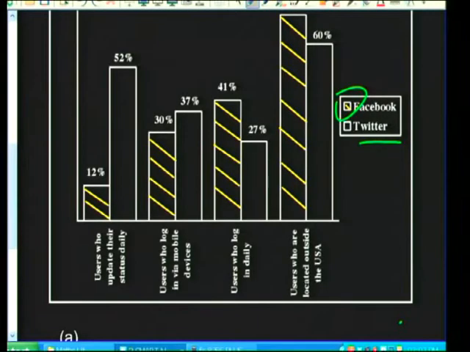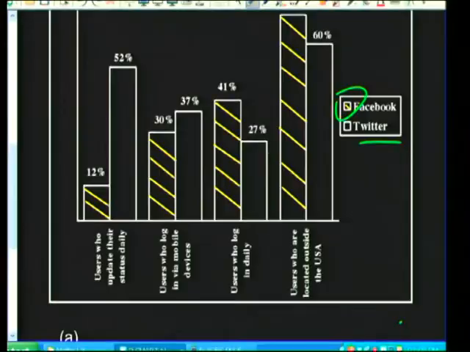Now, if 12% are updating, that means that there's some that don't update every single day. Okay. And what's percentage out of? It's out of 100. So if 12% are updating, that means I've got 88% that are not updating. Do you see how we get that? All right. In the same way, if you look at Twitter here, 52% of people who use Twitter update their status daily, which means 48% of people are not doing this on a daily basis.